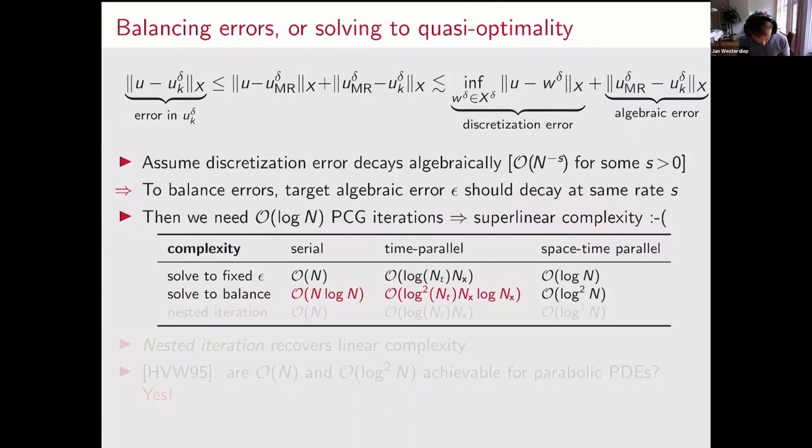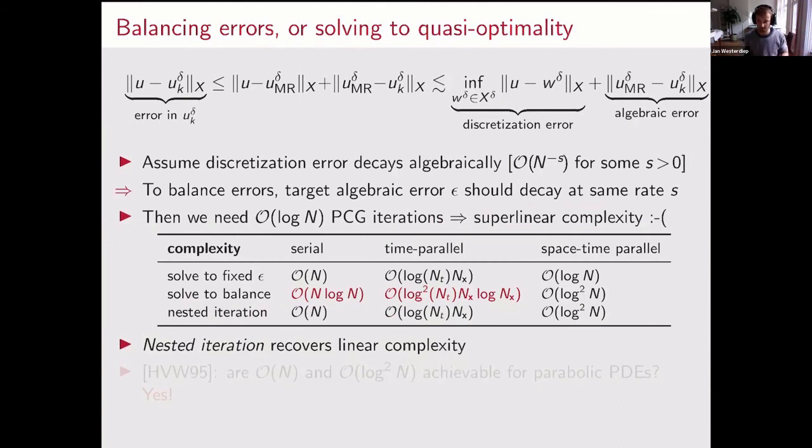But again, taking ideas from the elliptic PDE community, we can do this nested iteration where we start at some coarsest mesh and basically alternate PCG iterations with a prolongation, a couple PCG iterations, prolongation. In doing so, we recover the linear complexity in serial, and in parallel in time, we have a logarithmic-in-time complexity, and parallel in both space and time, this is quite interesting, we get this log squared of n.